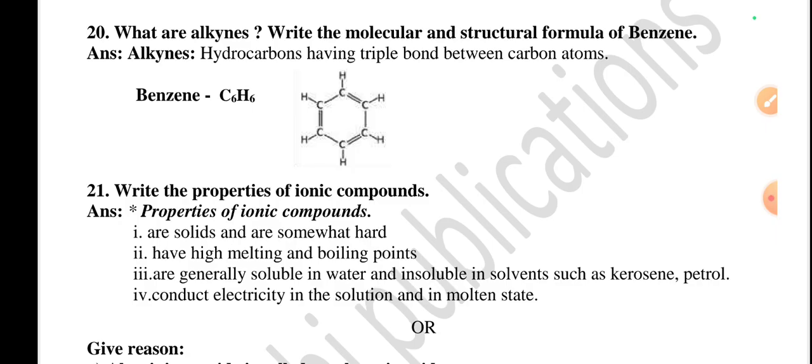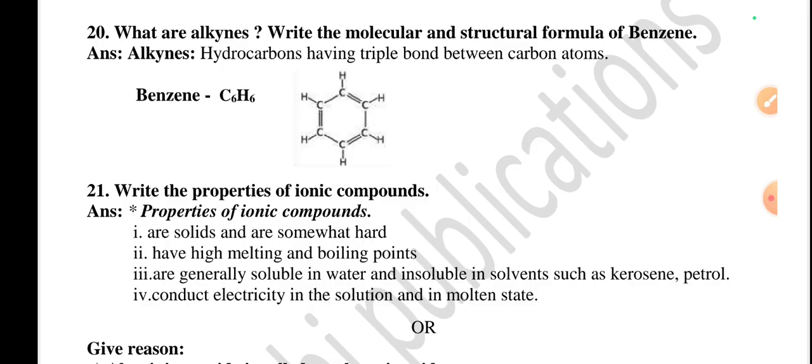Then question number 20: what are alkynes? Write the molecular and structural formula of benzene. Alkynes are hydrocarbons having a triple bond between carbon atoms. Those are called alkynes. Their general formula is CnH2n-2. They are unsaturated hydrocarbons.